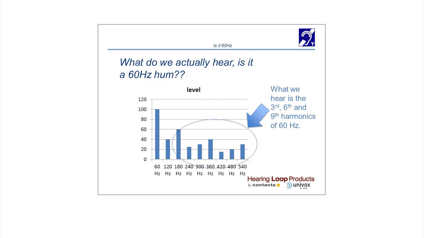What is the hum we actually hear? We call it 60 hertz, and it's relative to the electrical system. I should say in the United States, we call it 60 hertz. It's various frequencies around the world. And there are what we call harmonics of that we hear. We're not actually listening to, in most cases, the 60 hertz itself, but we're listening to the third, the sixth, and the ninth harmonics of those frequencies.